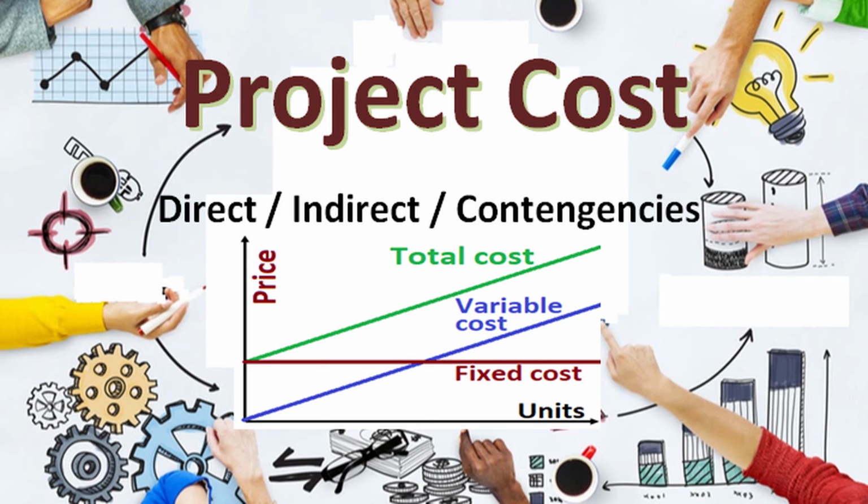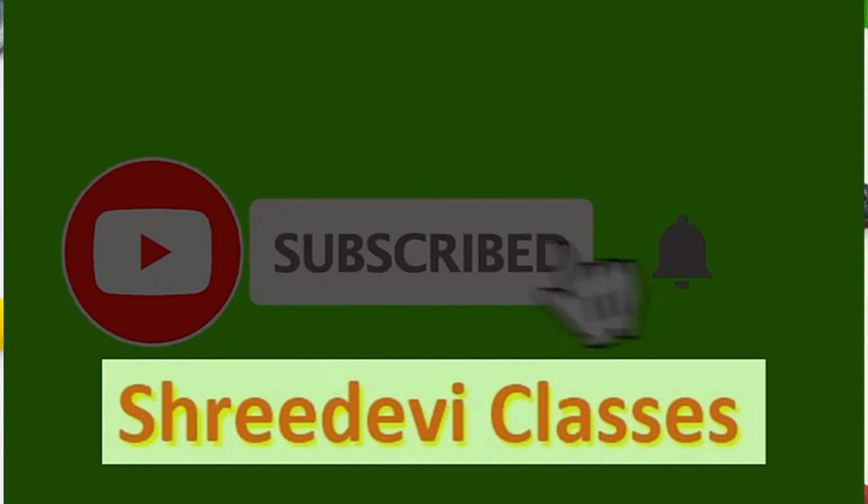Today in our subject project management we will understand estimation of project cost and understand what is direct cost, what is indirect cost and what are contingencies in cost estimation. We'll also understand direct and indirect cost component of material and labor cost. At the same time, we'll also understand what is fixed cost, what is variable cost in total cost. So let's understand project cost estimation.